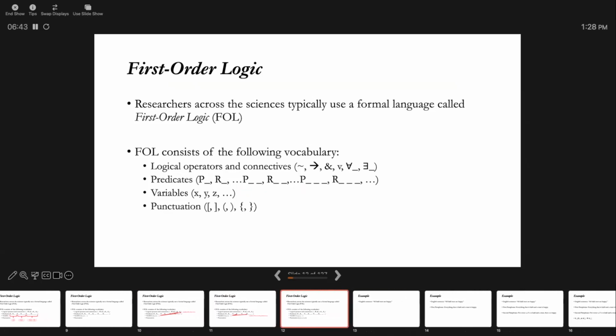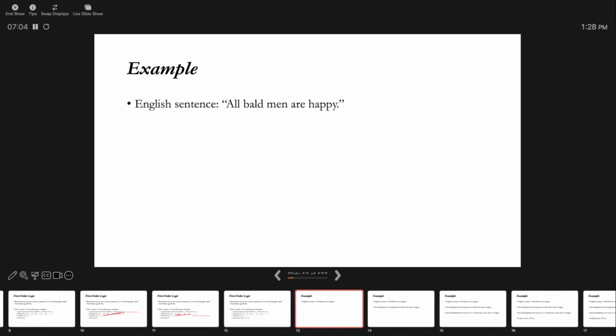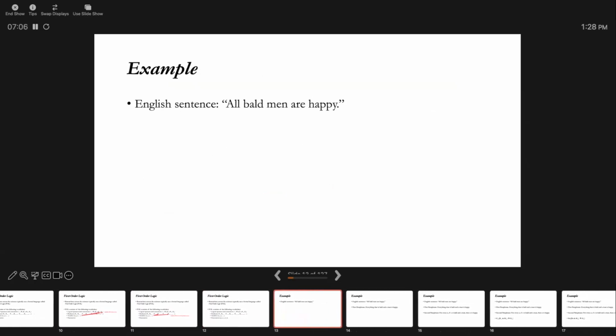And also, lastly here, punctuation. These are just to disambiguate expressions. Once you start combining complex expressions based on this vocabulary, sometimes you need to put parentheses to make sure that one thing is being evaluated over another. This is basically the ingredients for first order logic. If you're looking at a really careful scientific text, you'll see these symbols. They come up everywhere.